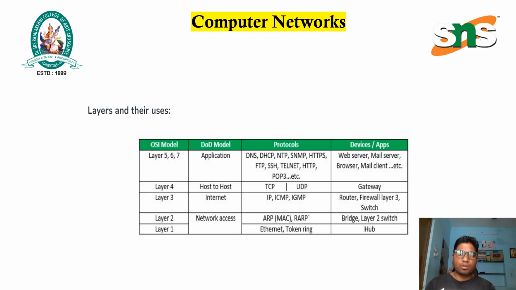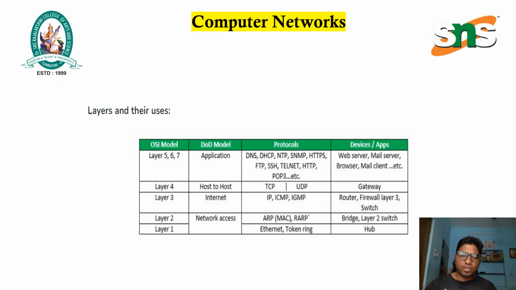Now, the layers and their uses. OSI model layers 5, 6, 7 are called the application layer. Its protocols are DNS, DHCP, NTP, SNMP, FTP (File Transfer Protocol), HTTP (Hypertext Transfer Protocol), and POP3. These protocols are available on layers 5, 6, 7. Its devices are the application server, mail server, browser, and mail client.